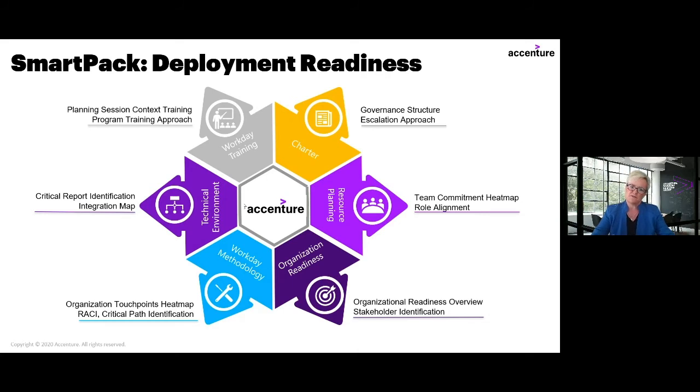And then our next focus point is resource planning. It's working with you to really understand that there are going to be some resource constraints through the deployment. So with our commitment heat map, we'll have those discussions with you, defining those roles and the responsibilities. And so we'll identify very early on, are there going to be some constraints that we'll need to address?